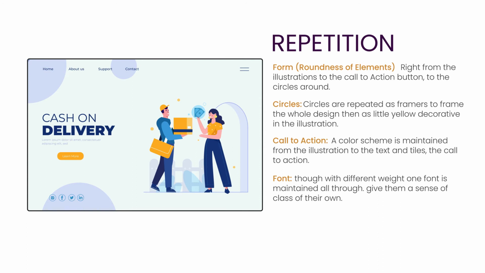There's repetition of circles. Circles are repeated as framers to frame the whole design, then as little yellow decoratives in the illustration. Those little dots as splash. Then there is repetition of color. There is a good color scheme that is maintained from the illustration to the text and to the call to action. Now, it's worthy to know that normally the brand color palette is what should dictate this.